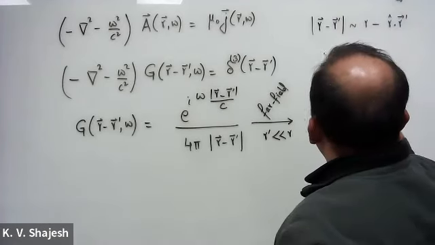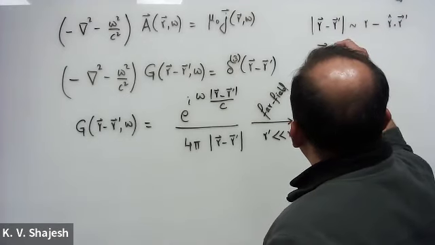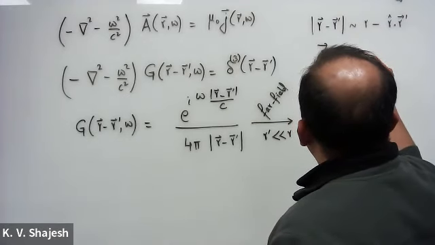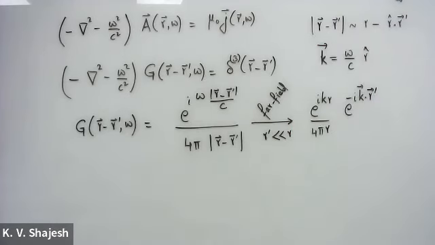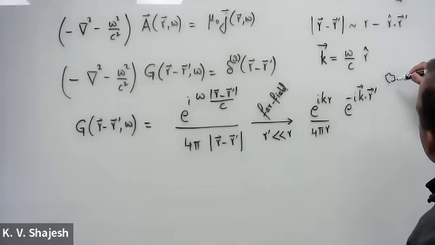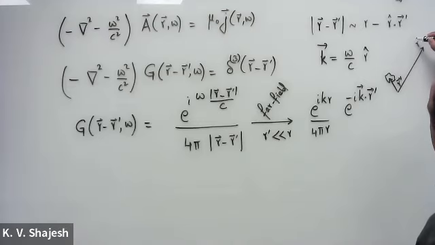Here the notation is that k is equal to omega over c times R hat. A diagram helps here. So this is the region where R prime is. That's your R prime. R is somewhere here, very far away, and k is in the direction of R, except its length is omega over c.